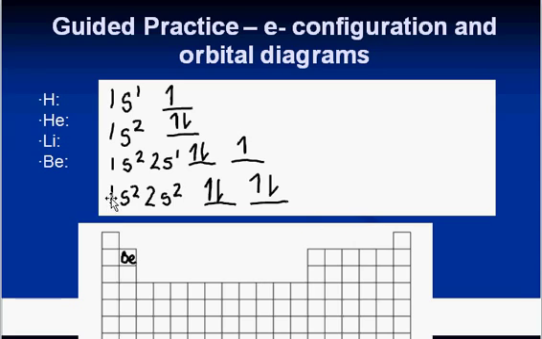Alright, beryllium. I'm keeping my 1s2 from my first energy level. I'm just building onto my second energy level, and S can hold 2 electrons, so I go from 1 to 2. Add my electron in my orbital diagram over here.